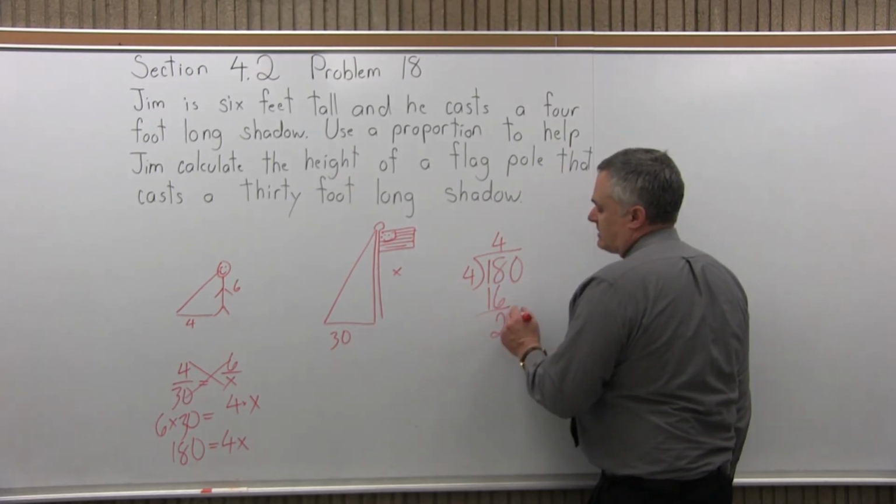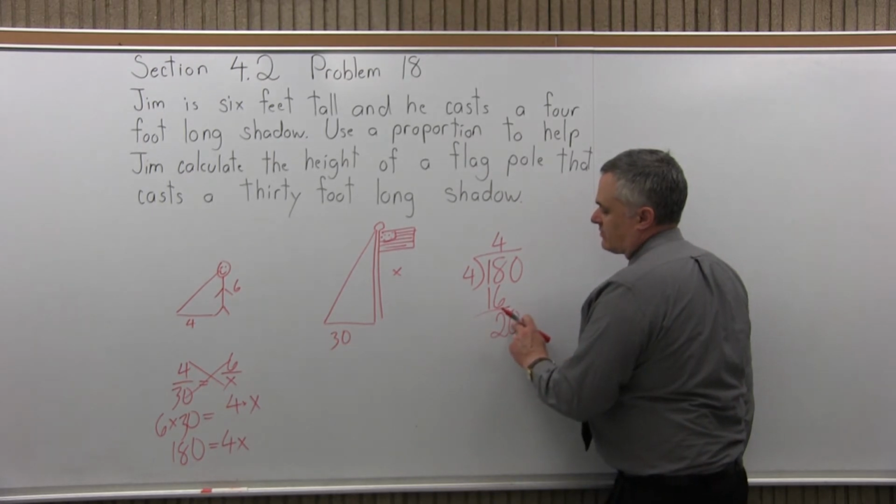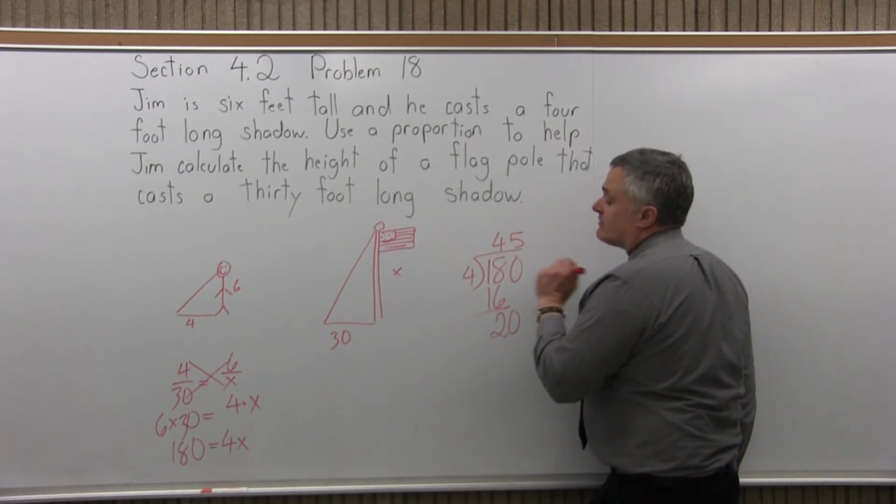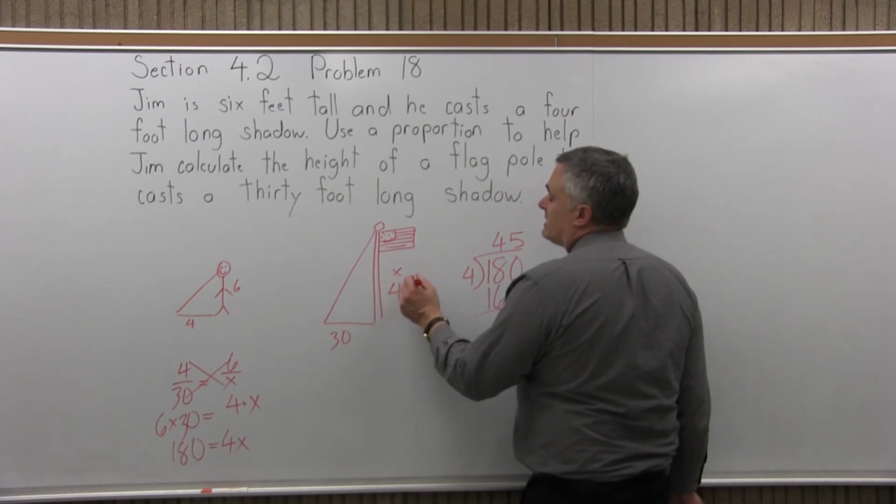Bring down the next digit, which is a 0. Put it next to the 2, so you have 20. 4 divides into 20 5 times. So you have 45. So the height of the flagpole is 45.